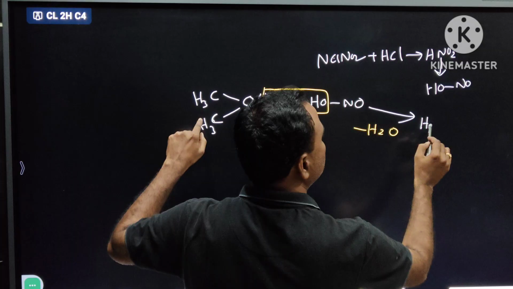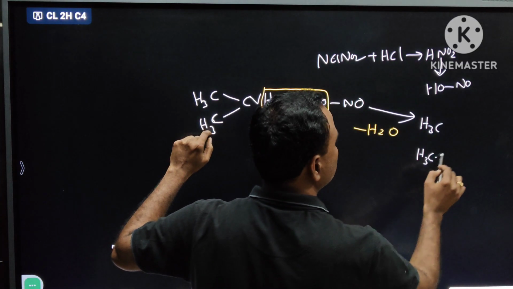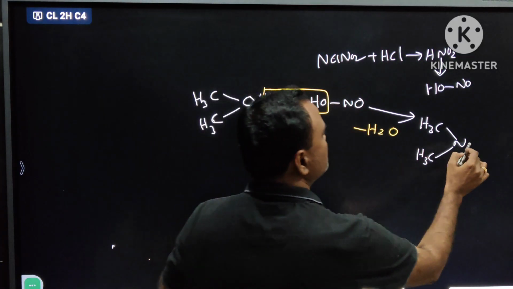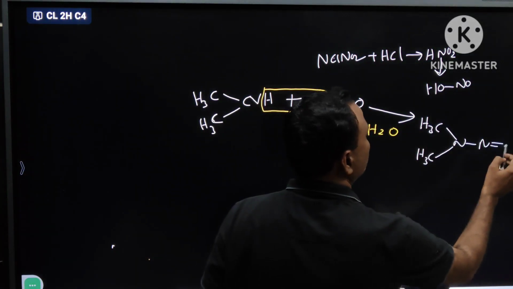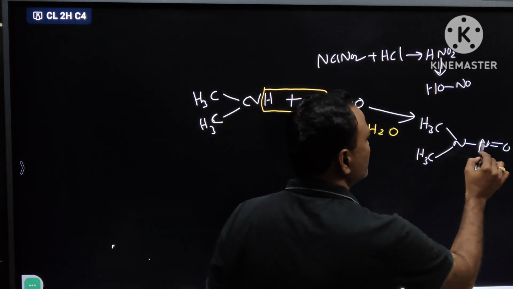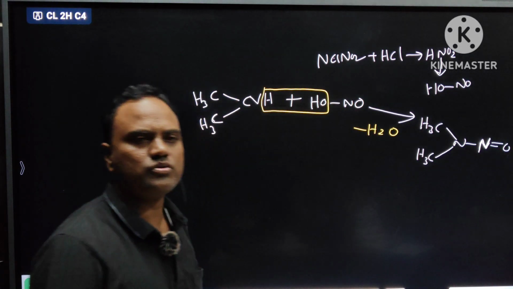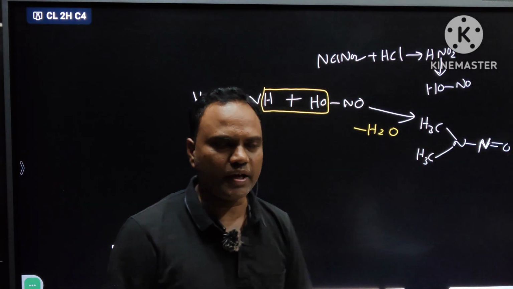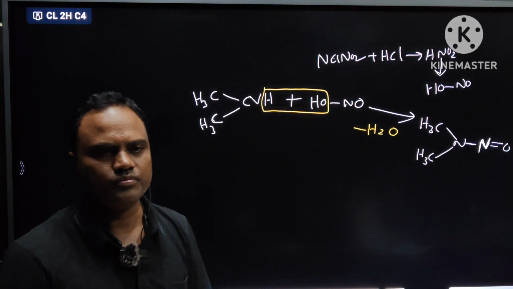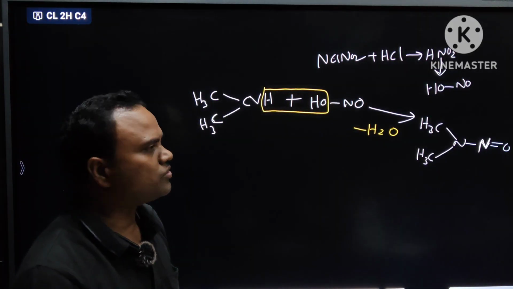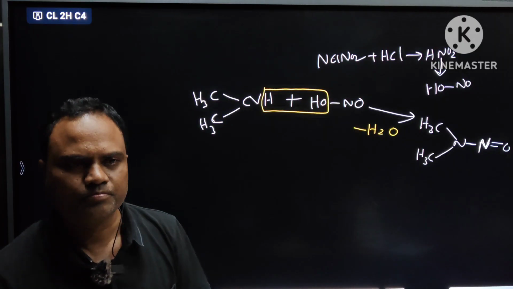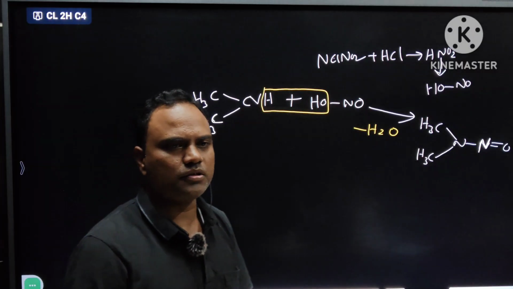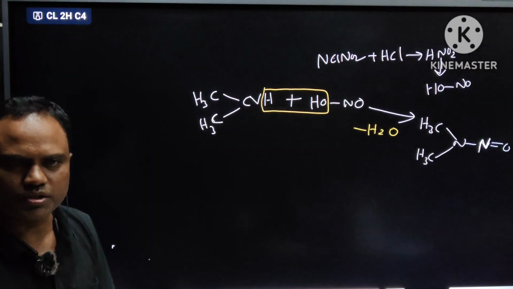Then H3C, N, single bond N, and between N and O a double bond is present. This is called a nitroso compound. Complete name is not required. Just remember nitroso compound. That's why the test name is Lieberman's nitroso reaction. The NO link is called nitroso. Got it? This is applicable for both aliphatic as well as aromatic. Lieberman's nitroso test. Got it, all of you?